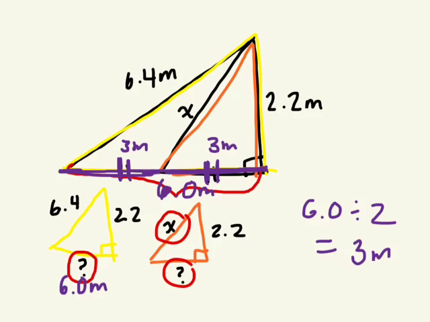Well, what does this section, so from here to here, represent? What color triangle is that? It's the orange triangle, right? This is 3 meters. So now you have a new length of your orange triangle. Can you find X now that you know two side lengths from the orange triangle? Yes.